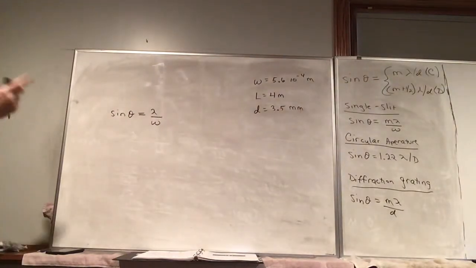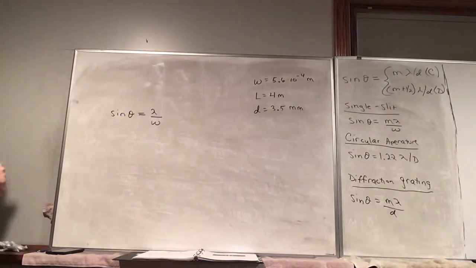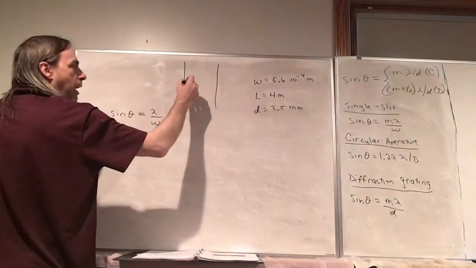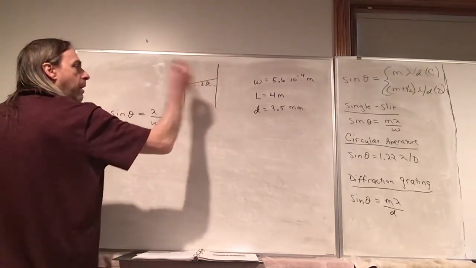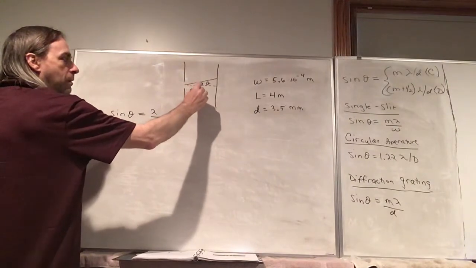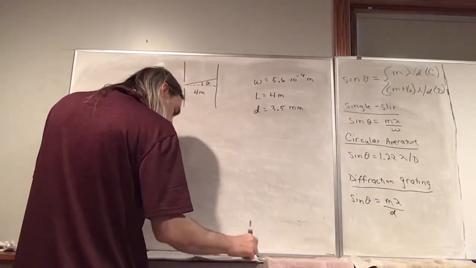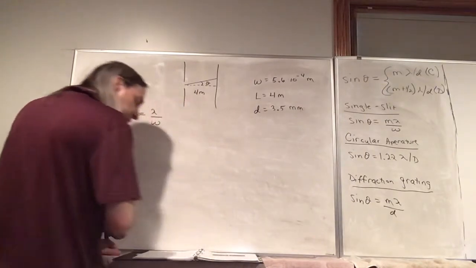Okay, so for a single slit, this gives us the angle to the first dark fringe. So sine of theta would just be lambda over W in this case. Let's draw it. So we have this angle to the first dark fringe here. So L is 4 meters. And D is 3.5. Yeah, that's the distance between the middle of the central bright fringe and the dark fringe.